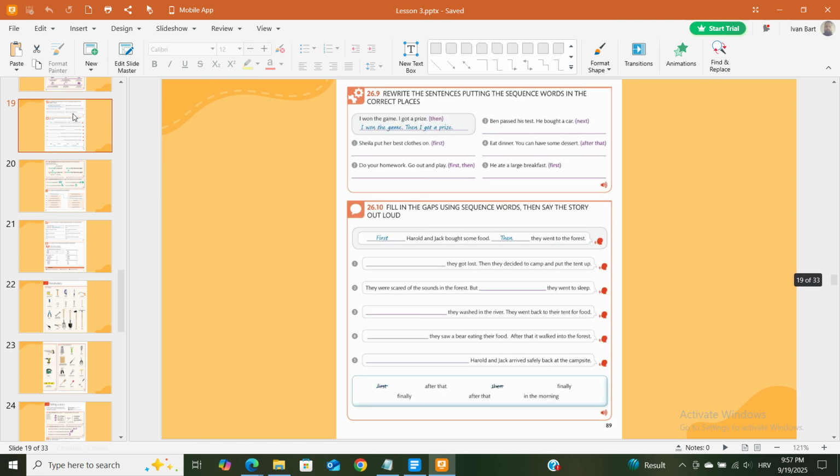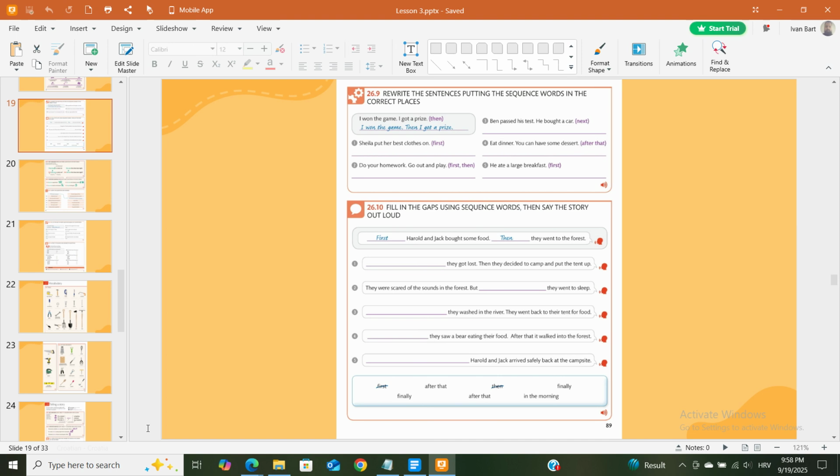26.9 Rewrite the sentences putting the sequence words in the correct places. I won the game. I got a prize. Then: I won the game. Then I got a prize. Sheila put her best clothes on. First. Ben passed his test. He bought a car. Next. Eat dinner. You can have some dessert. After that. Do your homework. Go out and play. First, then. He ate a large breakfast. First.